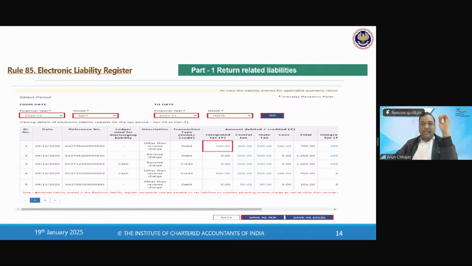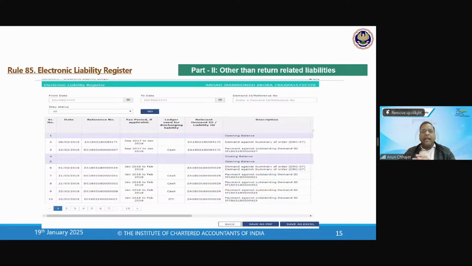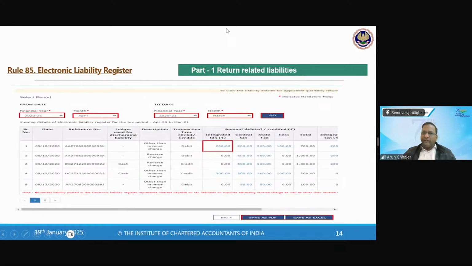So, electronic liability register, rule 85. So you can check the liability. Part 1 is the returns related liability and part 2 is the other liability. Returns related liability, whenever you file your GSTR 3B, for example, it will be divided into 2 parts: other than reverse charge and reverse charge.